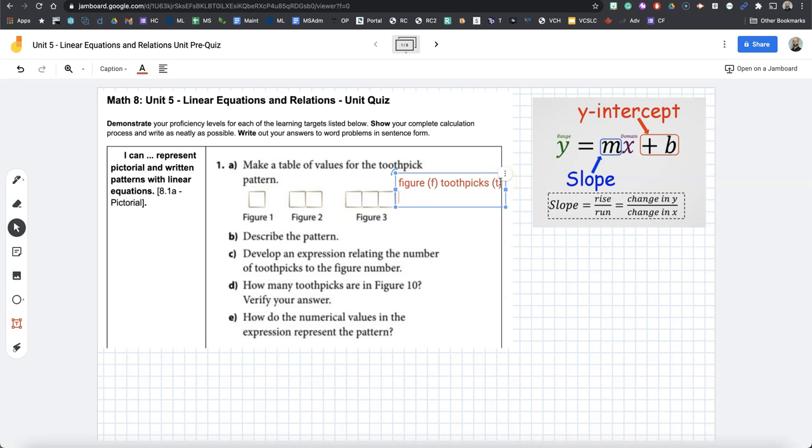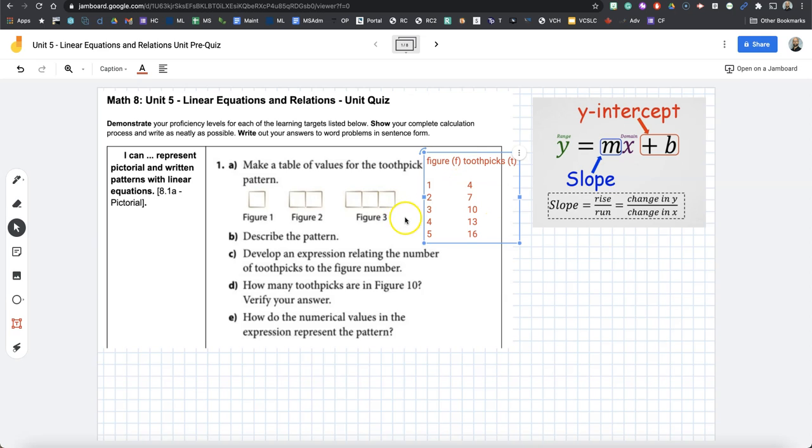Figure 1 has 4 toothpicks. Figure 2, we're going to add 3 more. Figure 3, we're going to add 3 more. You can see where this is going. Figure 4 has 13, and figure 5 has 16. All right, so there's my table of values. Maybe we'll make that a little bit smaller to fit it in there.